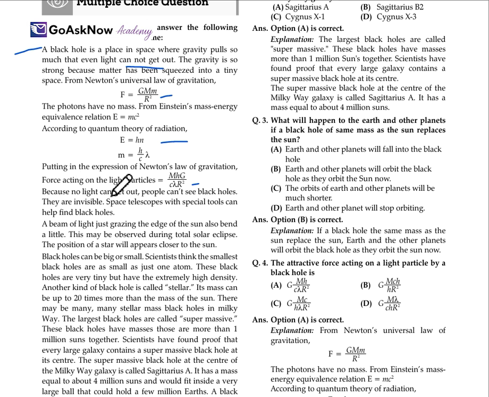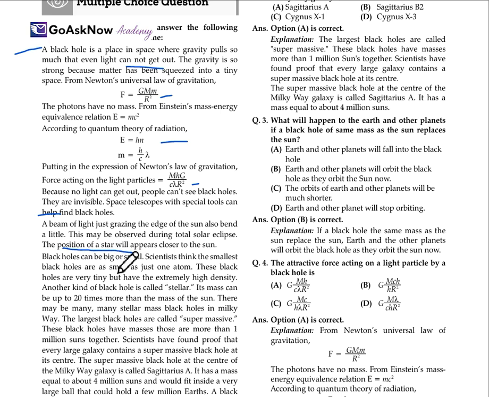Because no light can get out, people can't see black holes. They are invisible. A space telescope with special tools can help find black holes. A beam of light just grazing the edge of the sun would also bend a little. This may be observed during a total solar eclipse. The position of the star will appear closer to the sun.